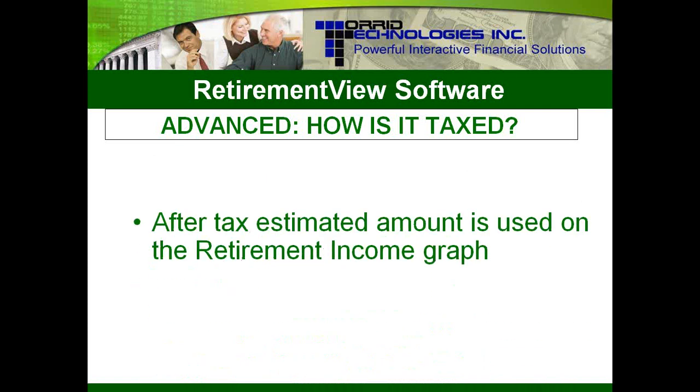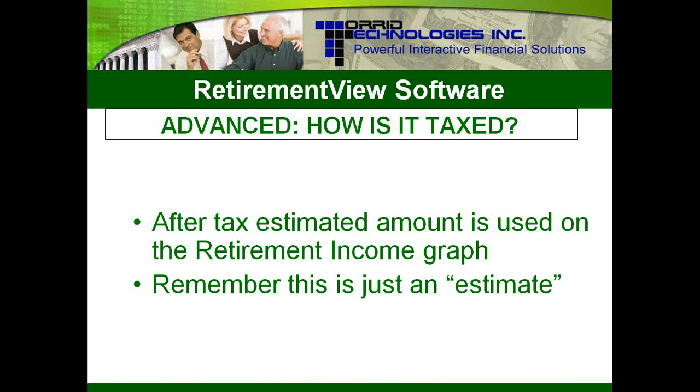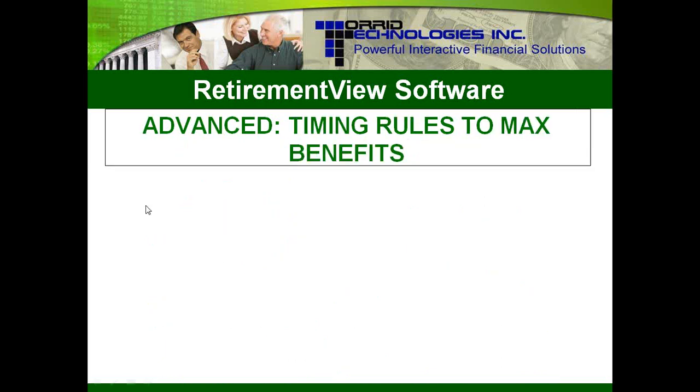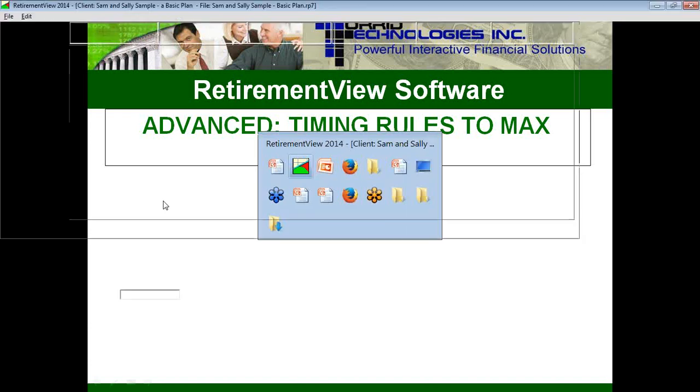All right. In our program, in the RetirementView, the program estimates the taxes on the Social Security, pulls those out, and uses the after-tax estimated amount in the retirement income picture. Okay? So when you're looking at the graph, where they're going to red, they're out of money, it's an after-tax picture. Remember, this is just an estimate. And you can also see the tax calculation for Social Security on the spreadsheet. I'll show you that in just a second. I'm not going to get into the timing rules. Let's go ahead and go back into the program now.